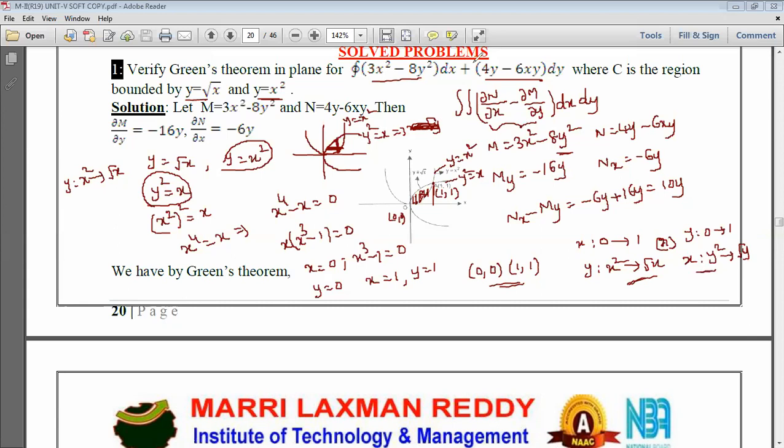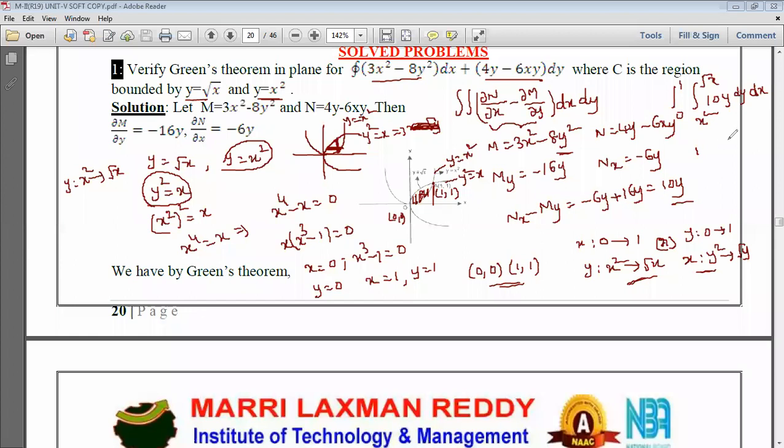Understood this? Writing the limits is very important. Reminding, as usual, what we solved in M1, we did the line integral, both are same. After finding the limits, simply what we need to calculate is the double integral. This is nothing but x limits 0 to 1, and y limits from x square to root x, and ∂N/∂x minus ∂M/∂y, what we got is 10y, dy dx. And now you can apply integration.